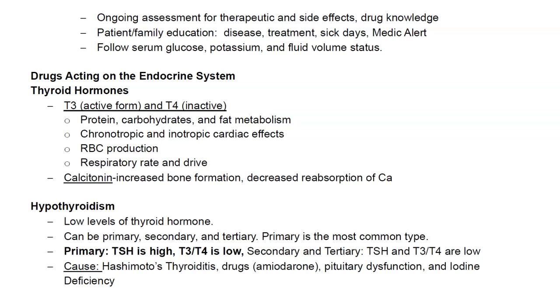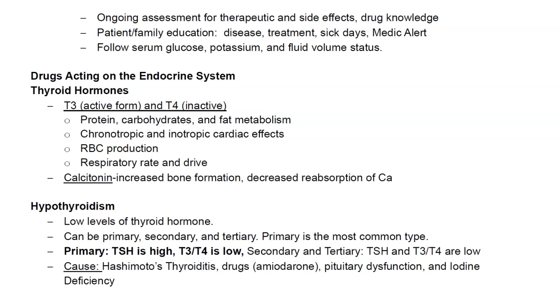In primary hypothyroidism, your TSH or thyroid stimulating hormone is going to be high, and then your T3 and T4 are going to be low. On the other hand, in secondary and tertiary hypothyroidism, the TSH and the T3 and T4 are low. So all of them are low. Again, you have to remember this, right?